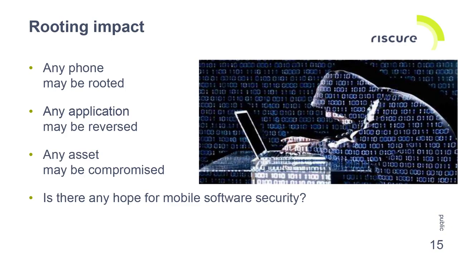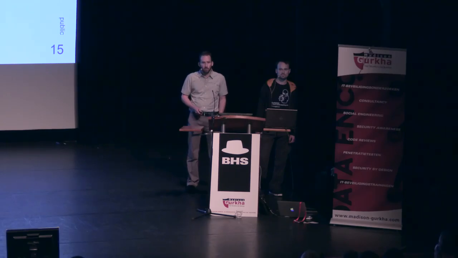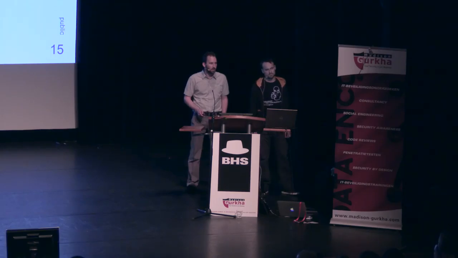So the impact of rooting: any phone can be rooted, because as we saw, pretty much 80% of all Android devices are vulnerable at some point, and a lot are also vulnerable after a new exploit comes out. Any application can be reversed, because it's Java bytecode, and Java bytecode can be reversed back into Java, and at that point it's quite easy to actually read the code. So if you can read the code, you can find out where the vulnerabilities are, you can exploit those, and it's quite easy to get access to the system. Any asset may be compromised. As we pointed out earlier, Android does not really have a hardware protection against assets being exposed. So everything is stored in software, and as we already pointed out, software can be attacked, and so you can also get to the assets.